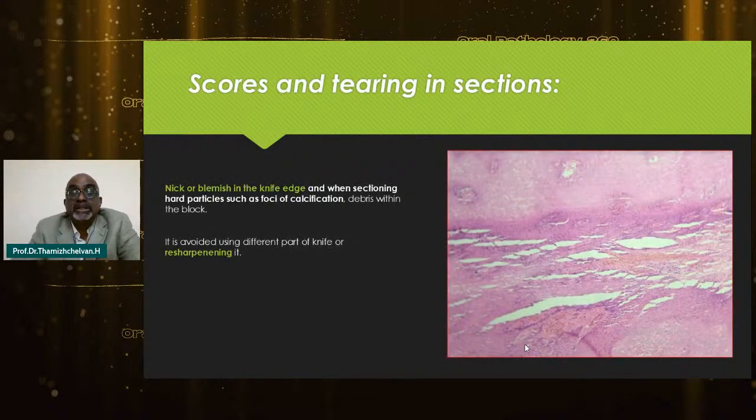Usually the problem was a little higher when they were using the knives. Now, after the disposable knives came, it started coming down. These were the nicks and blemishes when your knives were like a barber shop's. When we were doing our postgraduate, we had this difficulty because you will have a lot of foci of calcification. And I'm very sure seniors will admit how comfortable the younger generation is now with the disposable blades.